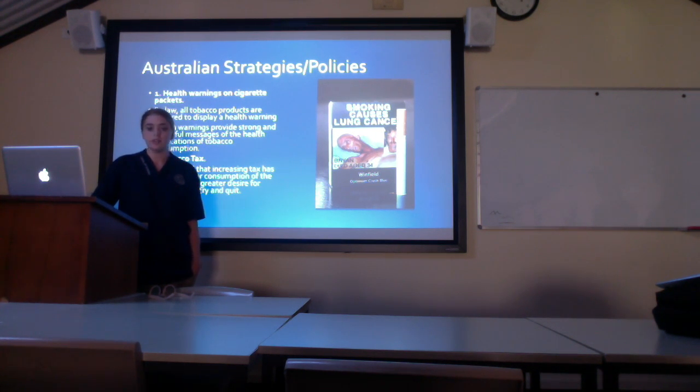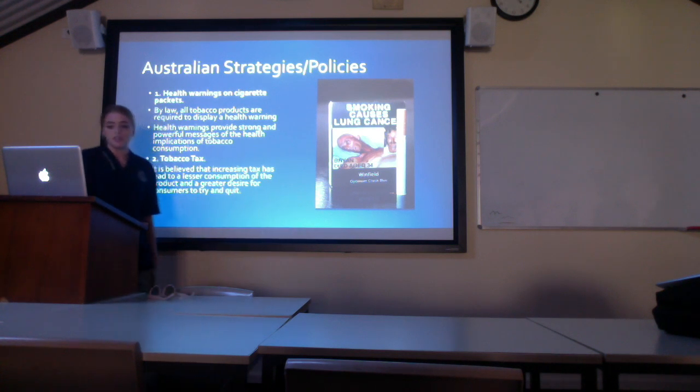The second thing is tobacco taxation. 12.5% tax has been paid on tobacco products since the 1st of September 2014. And it's said that increasing tobacco prices through taxation is one of the most effective measures that governments can take to reduce premature death and disease due to smoking, according to the Department of Health in 2018. It's believed that increasing tax has led to lesser consumption of the product and a greater desire for customers to try and quit.